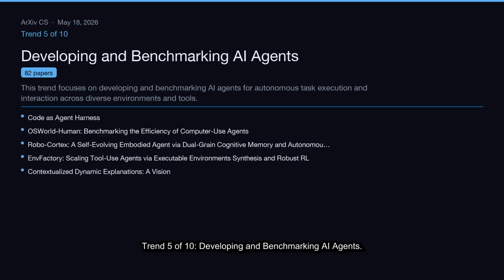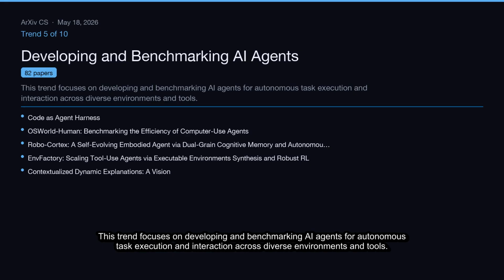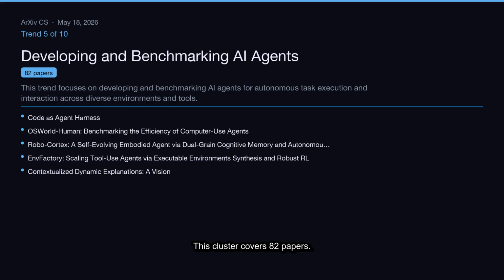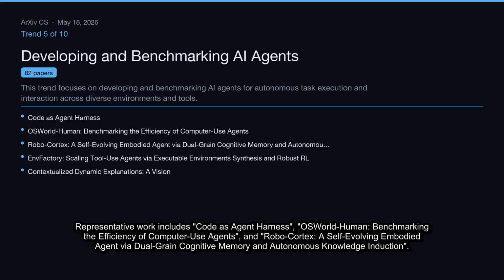Trend 5 of 10, developing and benchmarking AI agents. This trend focuses on developing and benchmarking AI agents for autonomous task execution and interaction across diverse environments and tools. This cluster covers 82 papers. Representative work includes Code as Agent Harness, OS World Human, benchmarking the efficiency of computer use agents, and RoboCortex, a self-evolving embodied agent via dual-grain cognitive memory and autonomous knowledge induction.